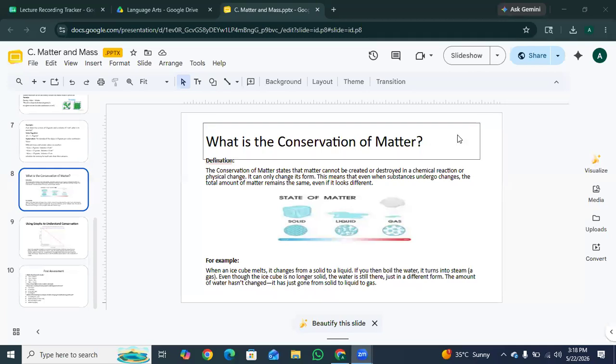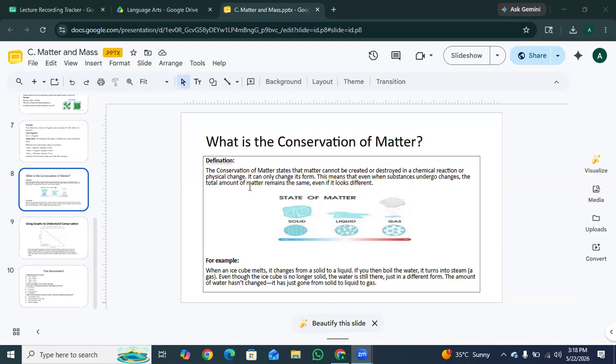So what is the conservation of matter? It is basically a scientific rule that says matter can never disappear and it cannot be made out of nothing. Matter cannot be created, matter cannot be destroyed, and it can only change its form, like melting, freezing, or burning. Okay? So, the conservation of matter states that matter cannot be created or destroyed in a chemical reaction or physical change. It can only change its form.